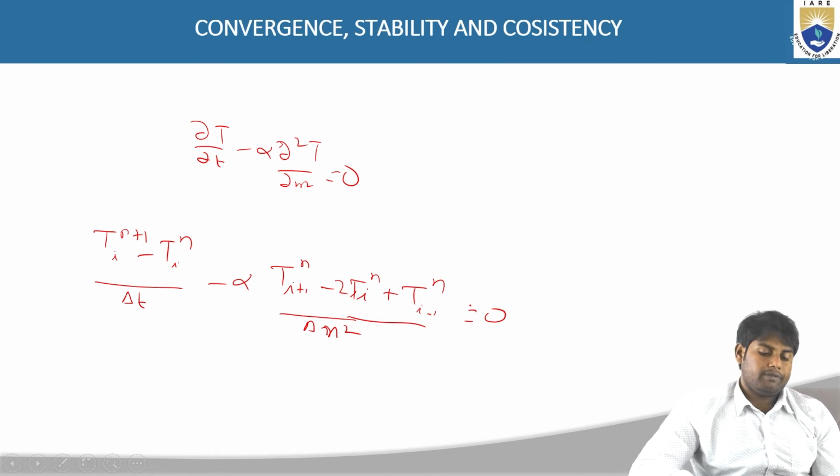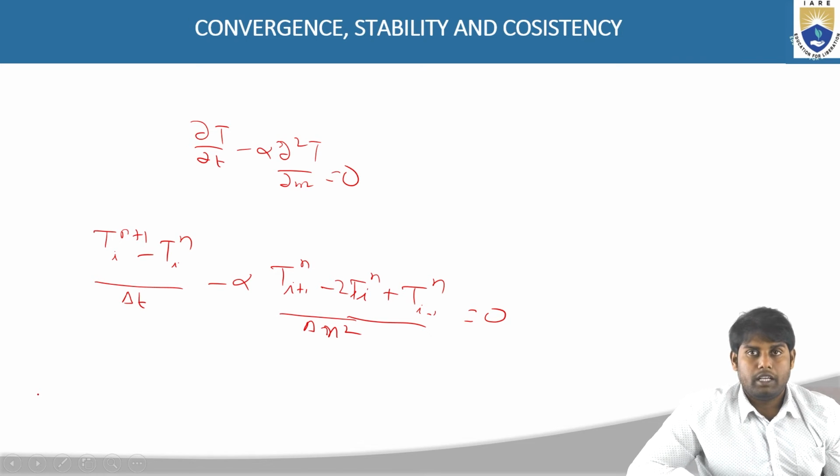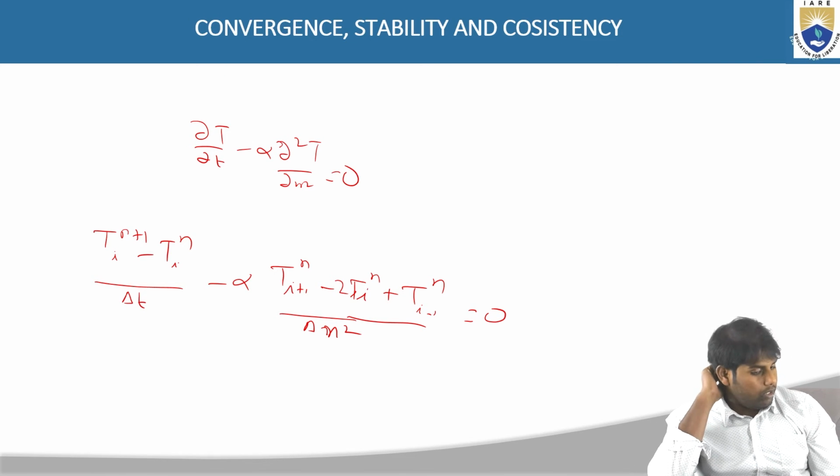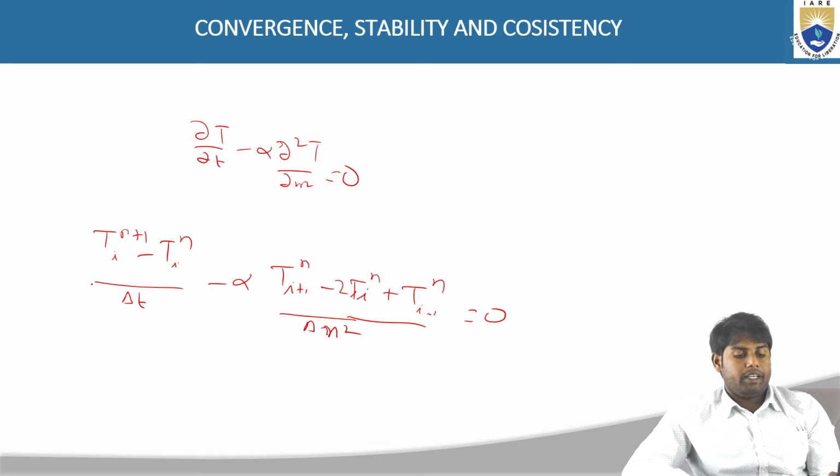You can see here the equation complexity has somewhat increased. The terms we need to expand are T of i to the power of n plus 1, T of i plus 1 to the power of n, and T of i minus 1 to the power of n.